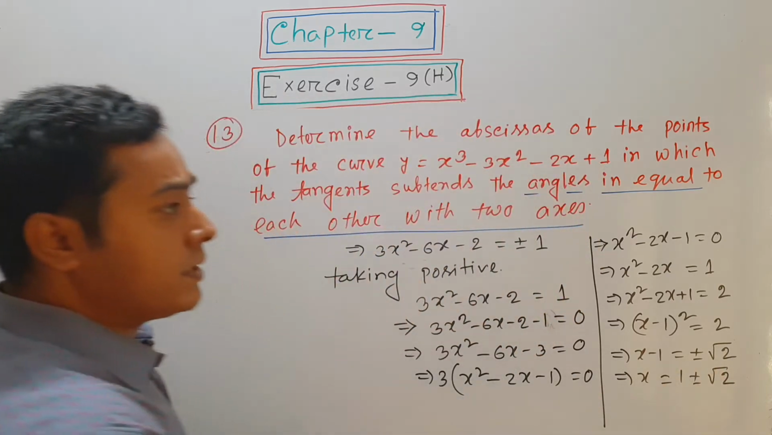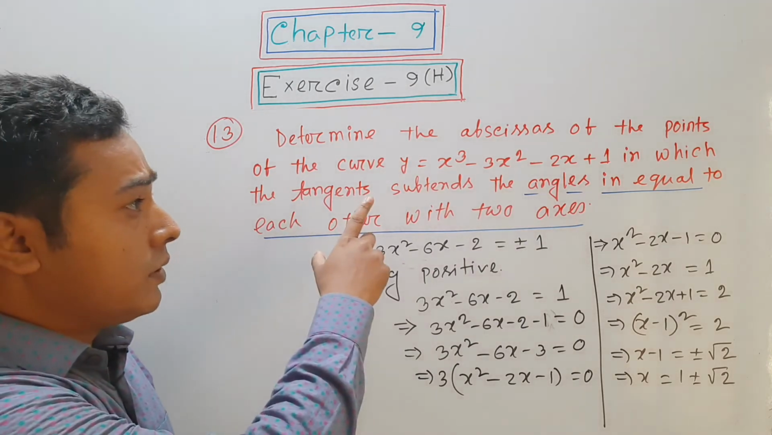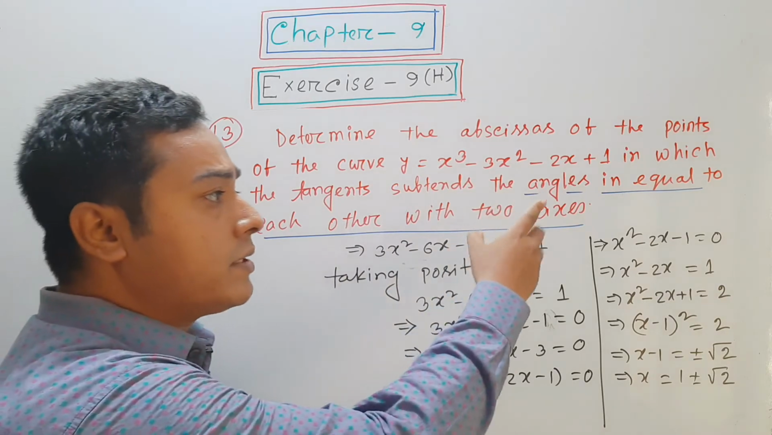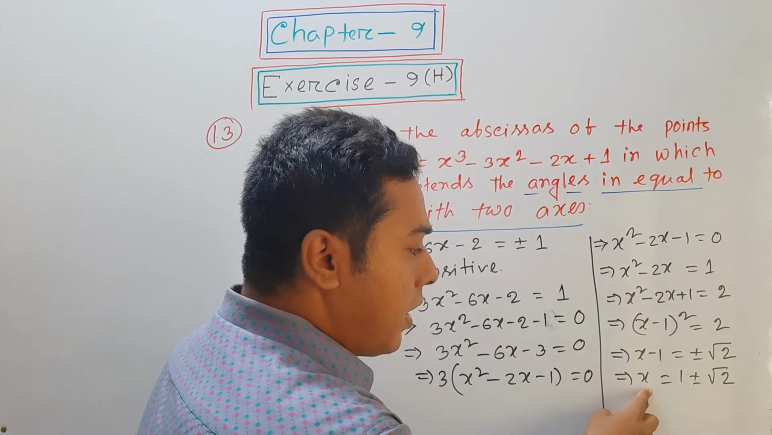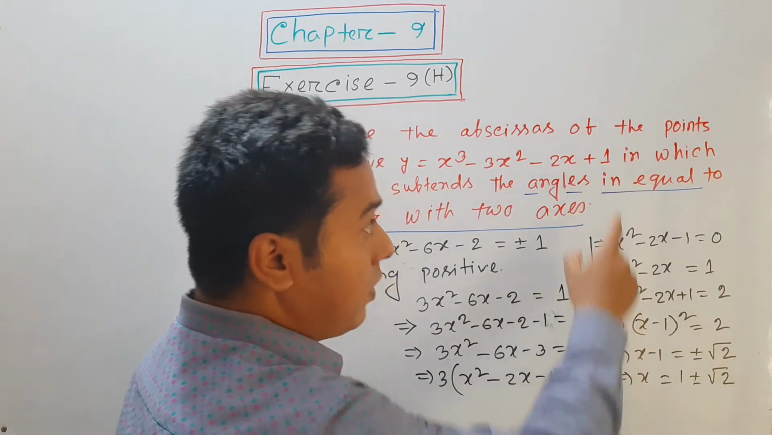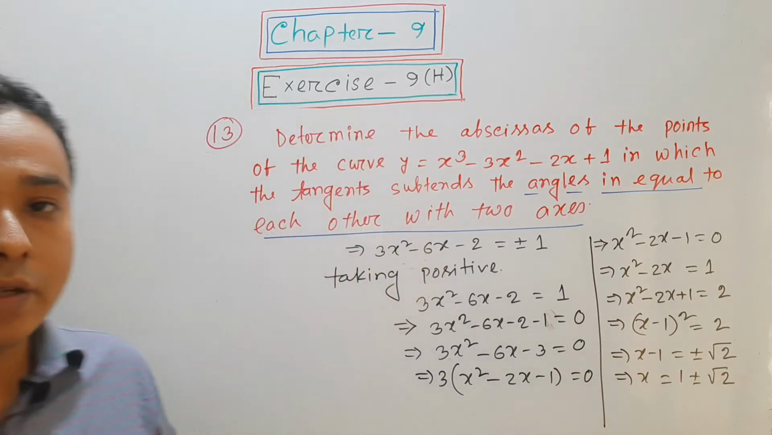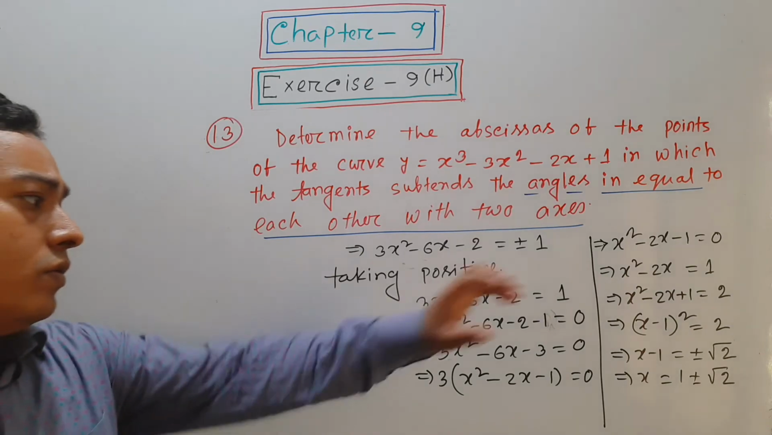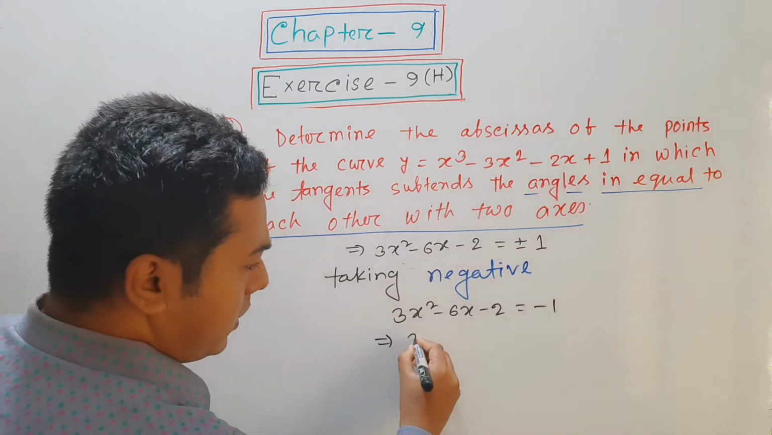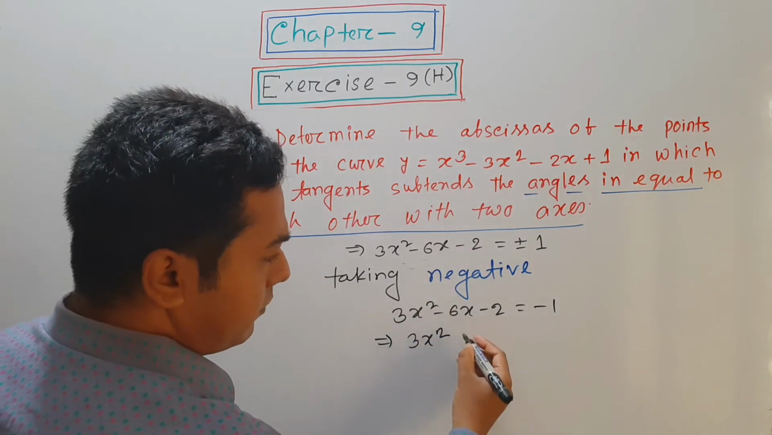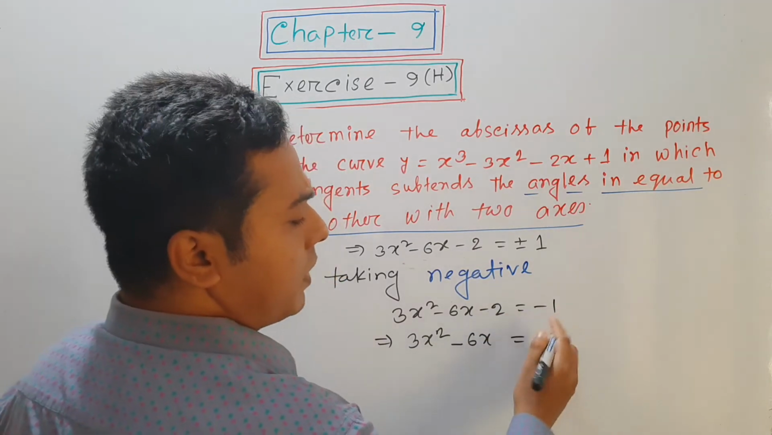This is the abscissa of the points where the tangent of the curve makes equal angles with both axes. So the abscissa of the mentioned points is x equal to 1 plus or minus root 2. Now taking negative, below: 3x square minus 6x is equal to minus 1 plus 2, it will be 1.